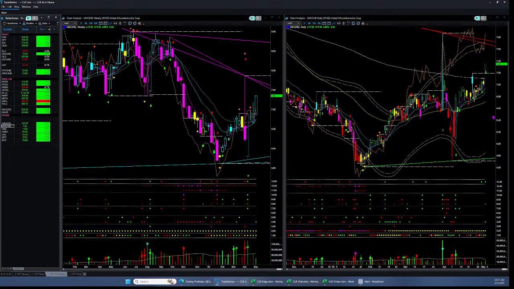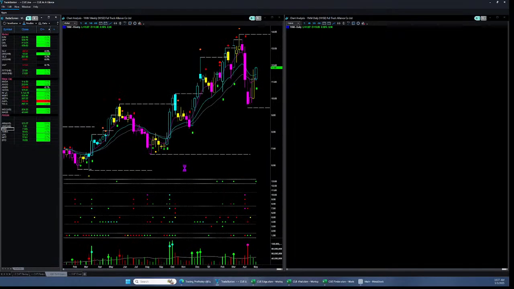UMC, I don't like. I am explaining exactly how I trade in my real account. I don't like this long upper tail candle and this trend line resistance both. Yes, in recent days it is going up, but I don't like this upper tail. So let's keep that.